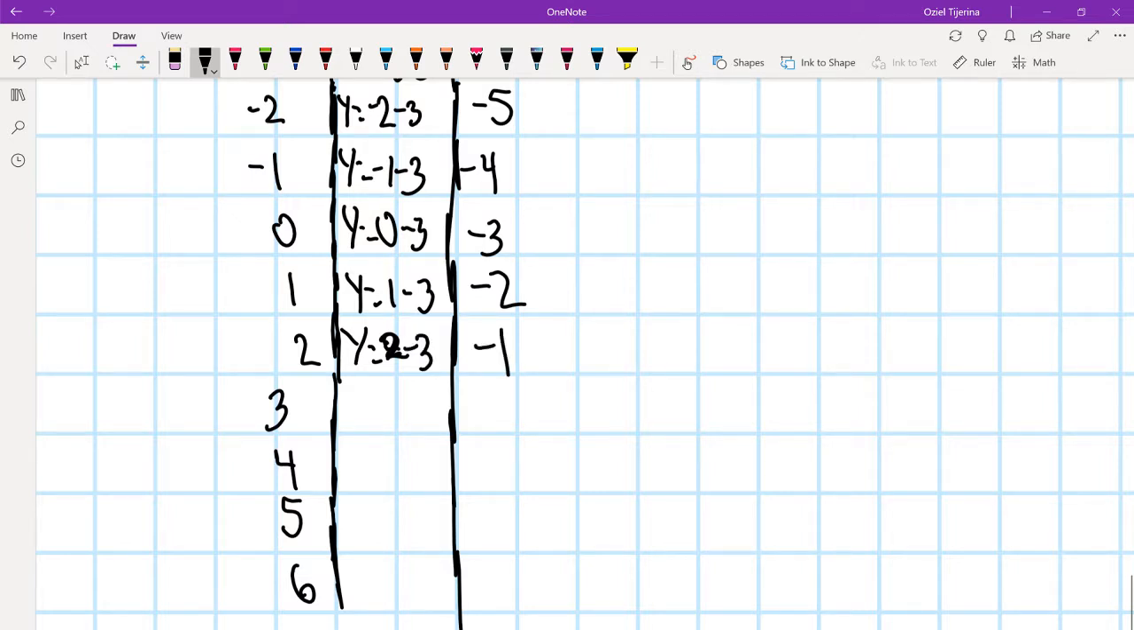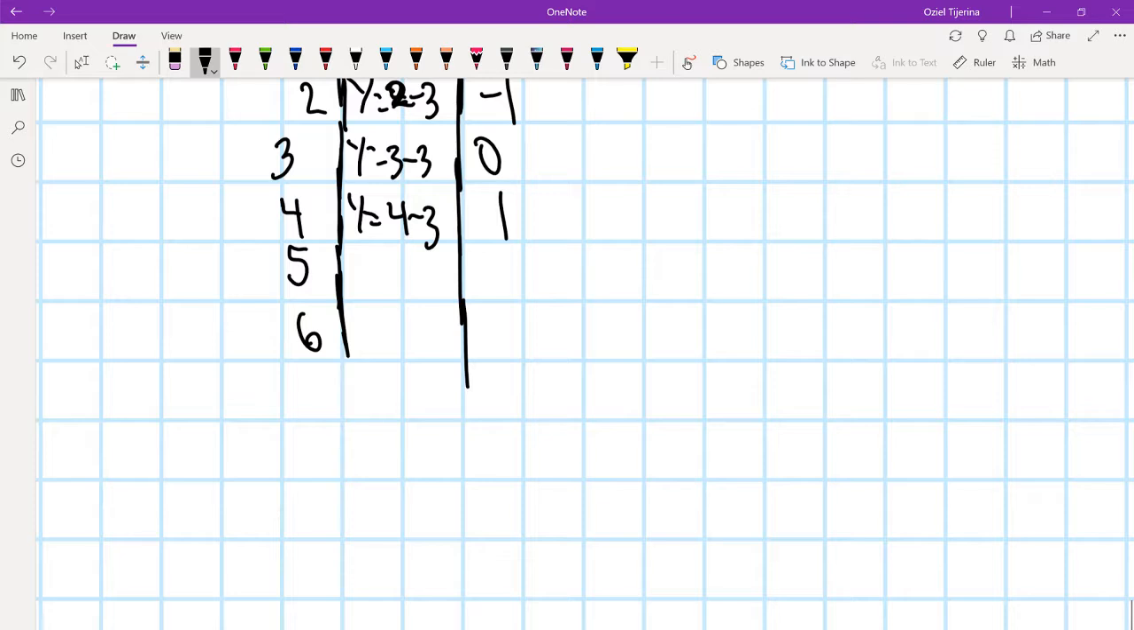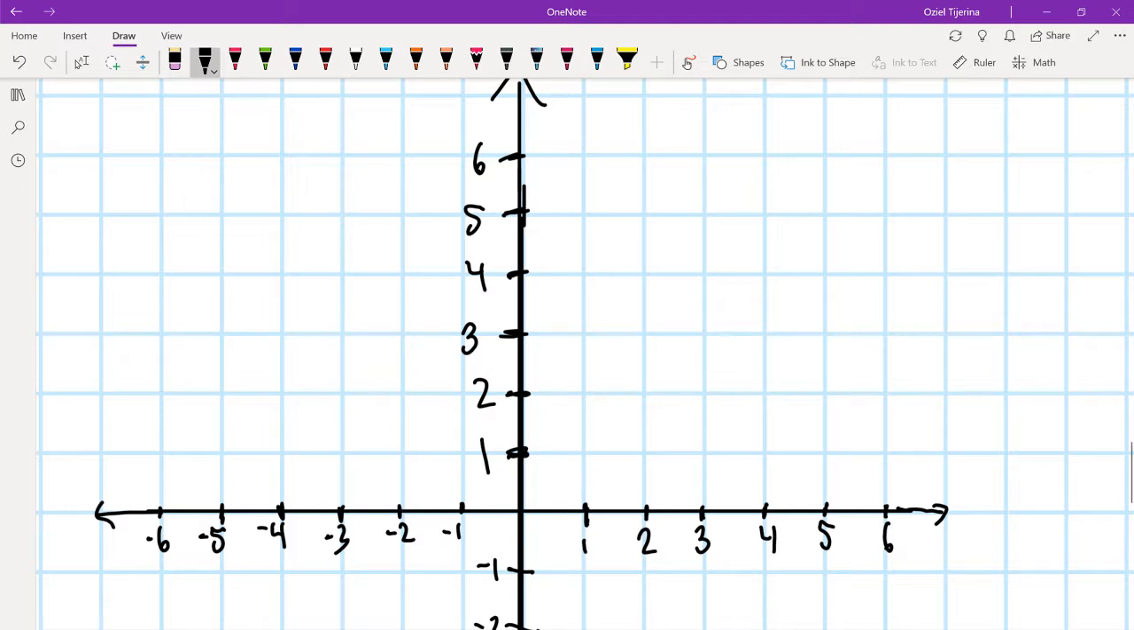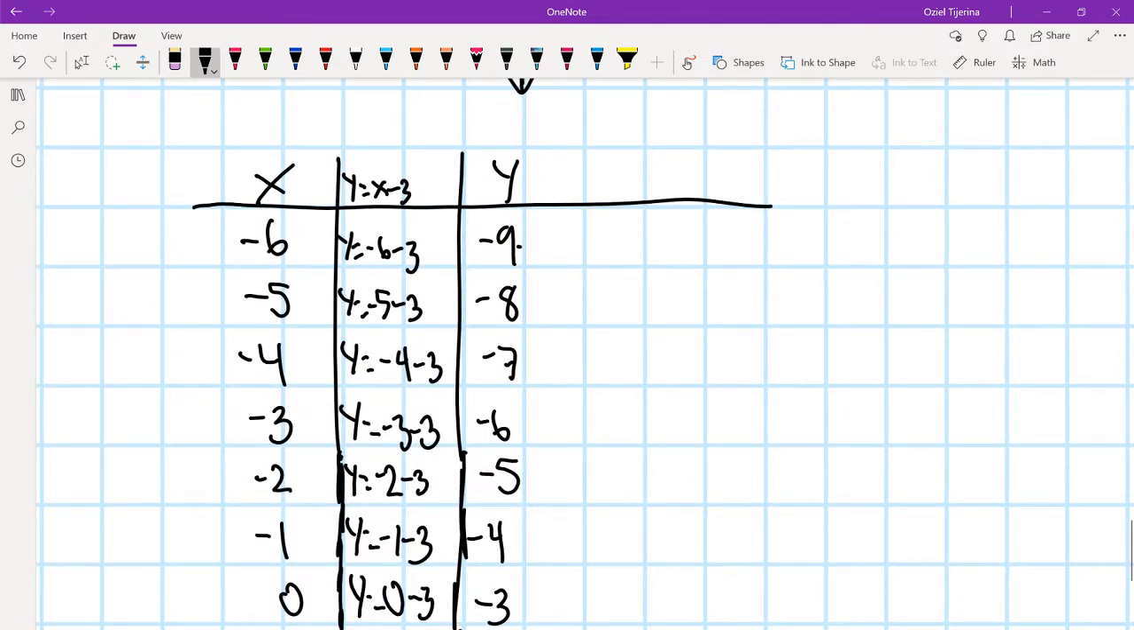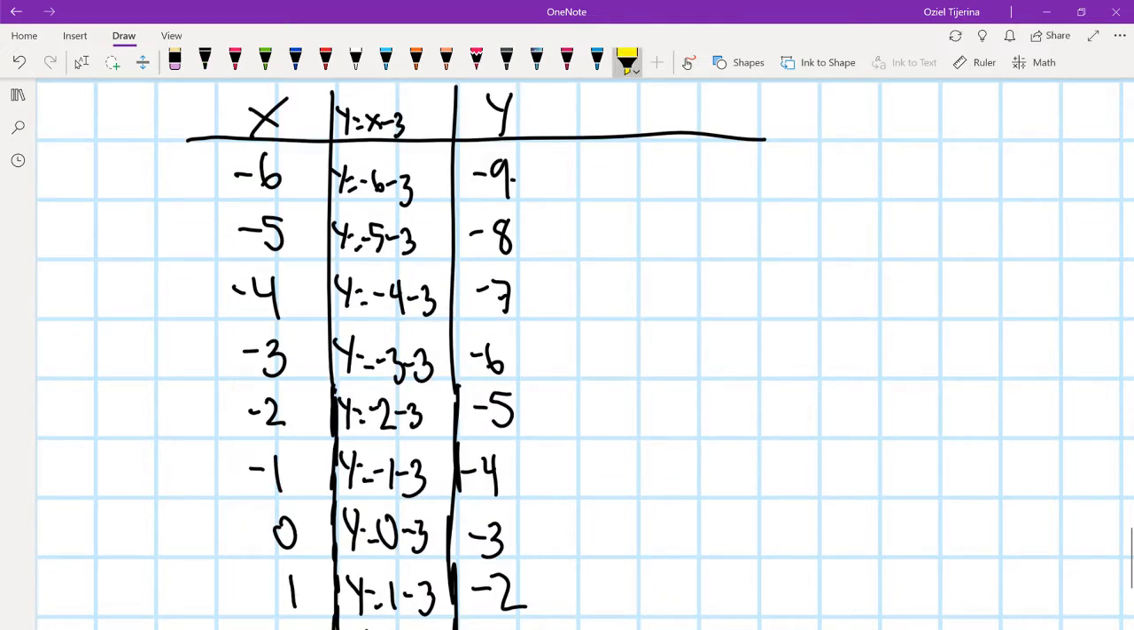So you do y equals 2 minus 3, you get -1, and then y equals 3 minus 3, you get 0. Y equals 4 minus 3, you get 1. So now that we have a couple points, we can go ahead and plot them. So we say -6, -9, obviously it's too short. So we're gonna do the ones that are actually on the graph.